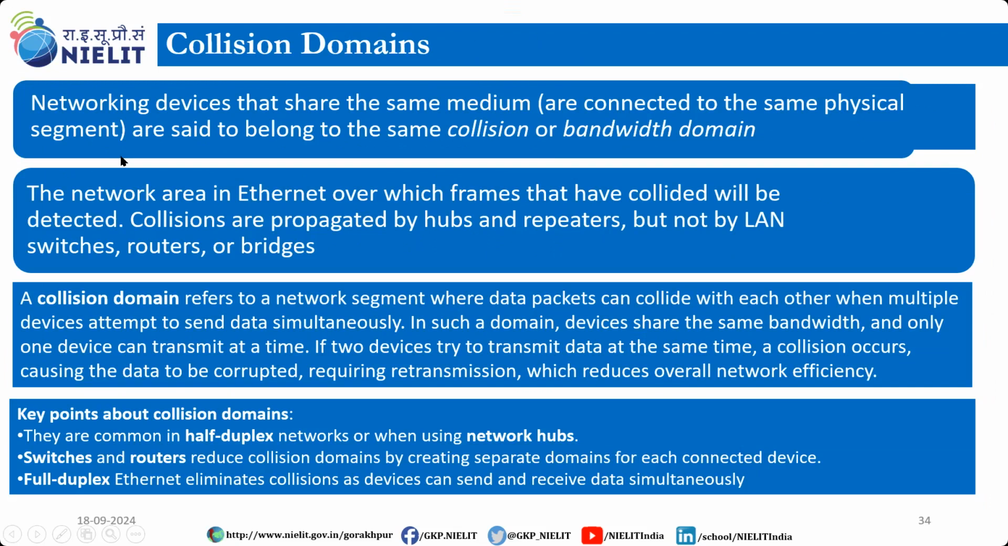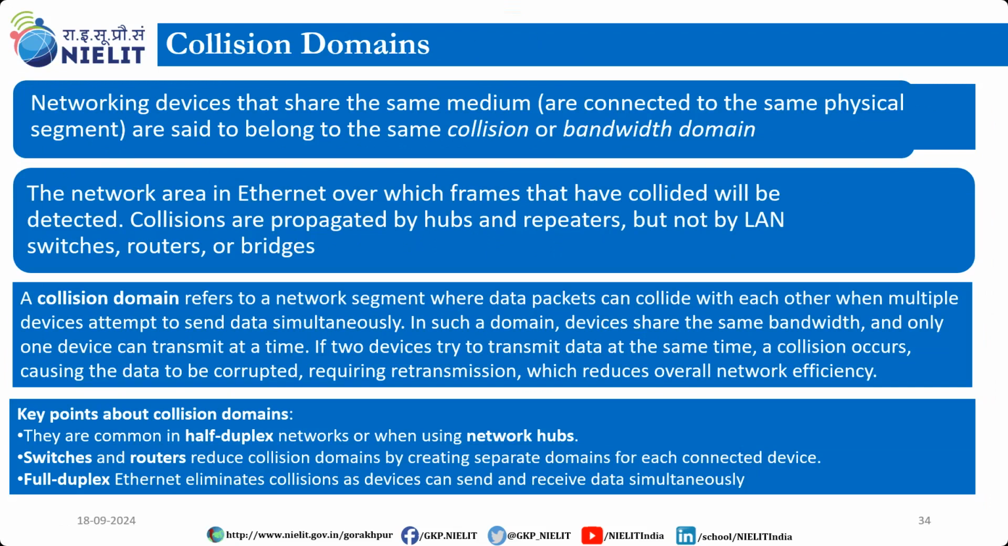A hub has only a single collision domain, which means only one PC can be allowed to transmit data at the same time. Other PCs need to wait until the communication channel becomes free.